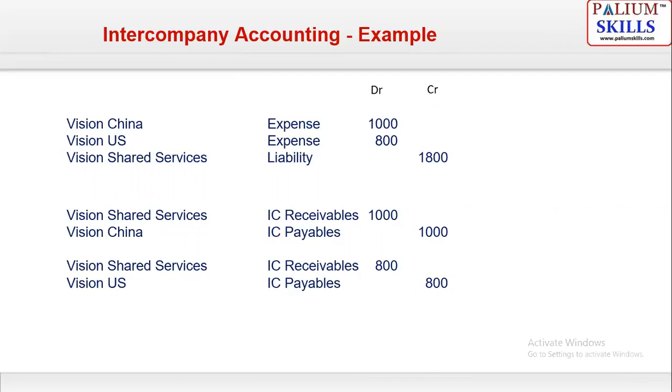let's say there is a Vision shared services. The shared service is the procurement shared service which buys items for different entities. So here in this particular example, there are two entities. One is Vision China, one is Vision US. Vision China is paying for $1,000 worth of expenses. Vision US is paying for $800 worth of expenses. So the Vision shared services puts an order out for $1,800.